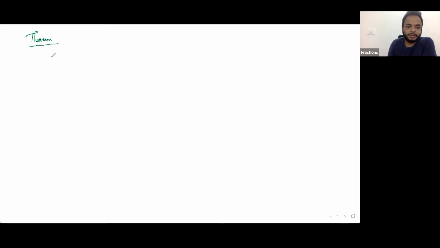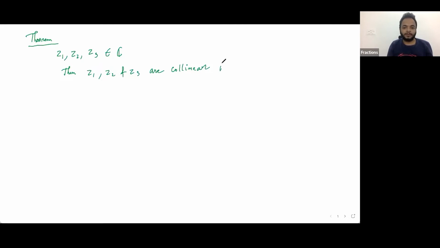which we stated here. That is, suppose Z1, Z2, and Z3 be in the complex plane, then Z1, Z2, and Z3 are collinear if and only if Z1 minus Z3 divided by Z3 minus Z2 is equal to lambda, where lambda is a real number.